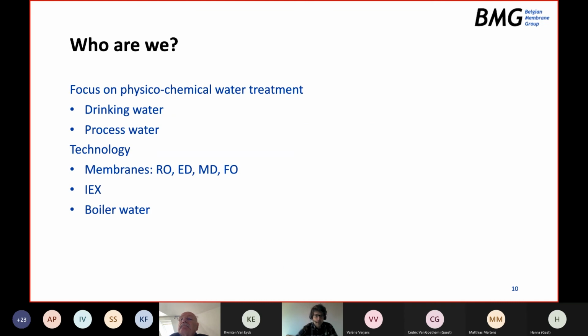Our group focuses on physicochemical water treatment, and this is all for drinking water as well as for process water. The technologies that we focus on are mainly membrane-based, so reverse osmosis, electrodialysis, membrane distillation, and forward osmosis, but we also do some ion exchange and coagulation flocculation tests. Another important leg in our research is quality of boiler water and how the high temperature influences water composition and corrosion of the boiler equipment. But I'm not involved in the boiler part.